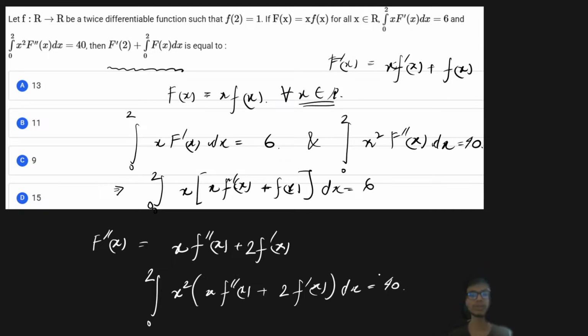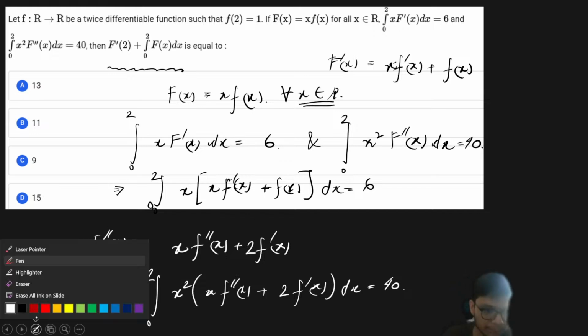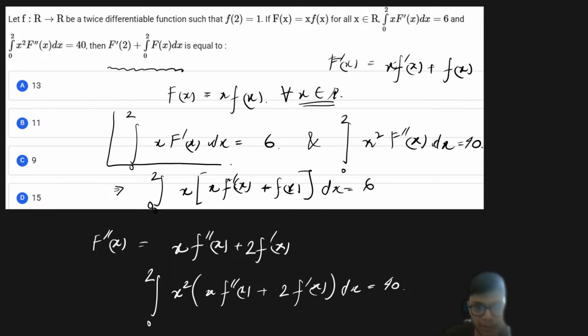Now we have two equations and we have to solve for them, because we have no clue what small f of x is. If we look at this expression, what we can think of is to apply integration by parts here. And if we apply integration by parts here, an interesting thing will occur, that you will try to see.